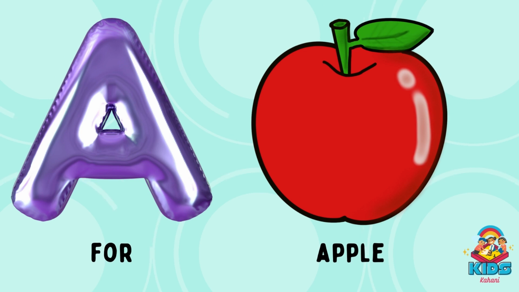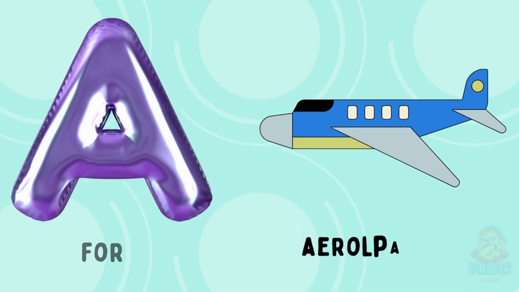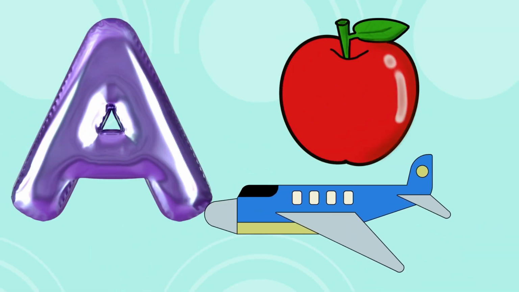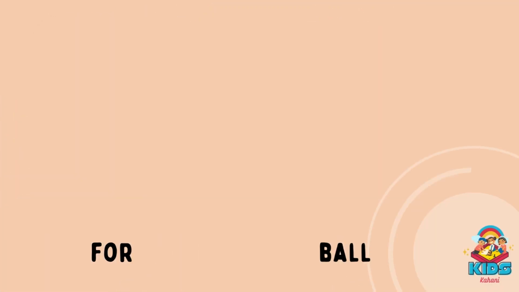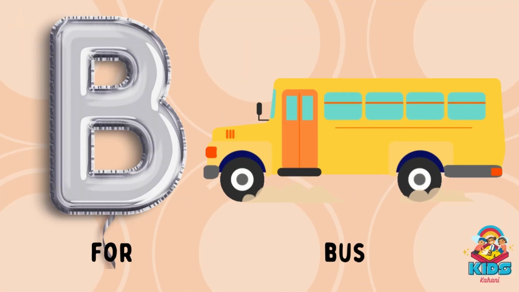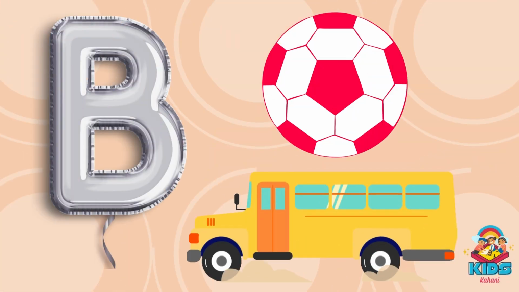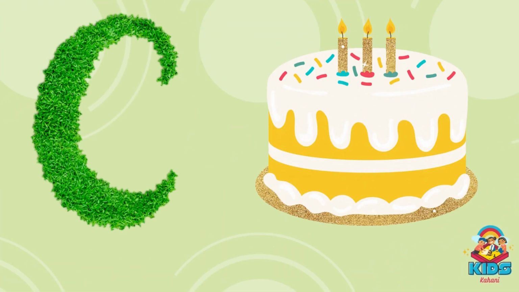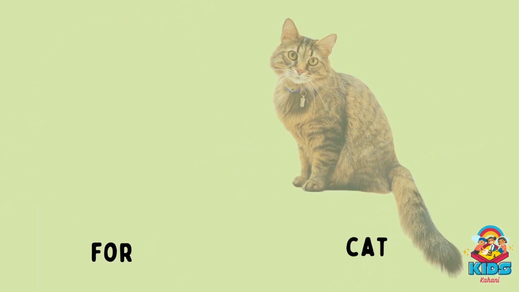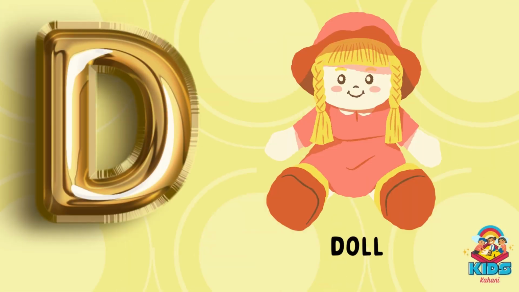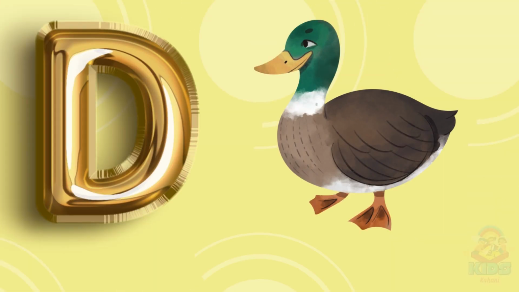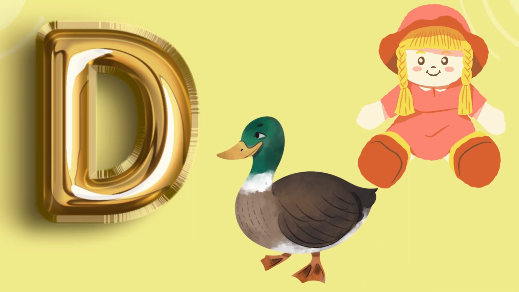A for apple. A for aeroplane. B for ball. B for bus. C for cake. C for cat. D for doll. D for duck.